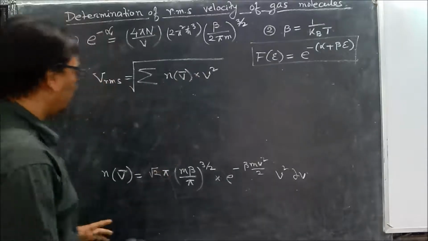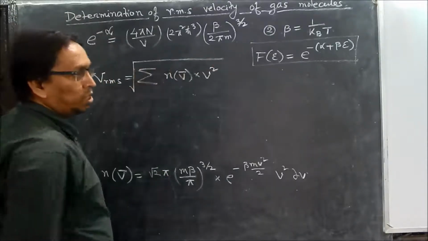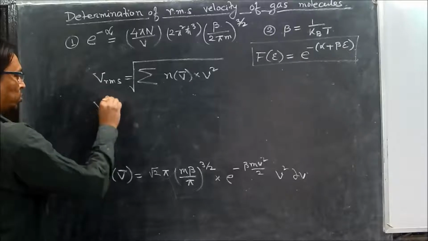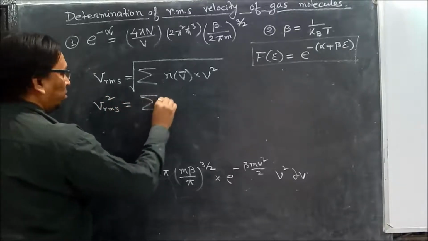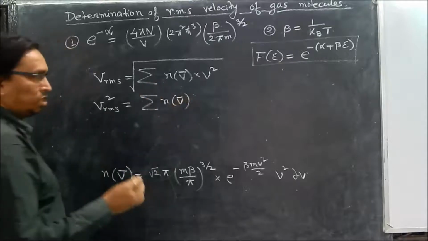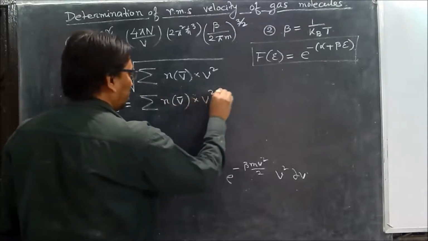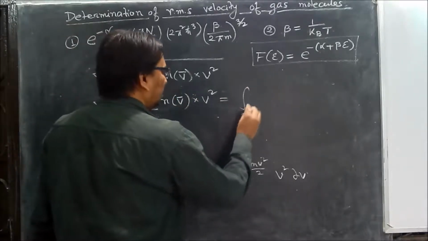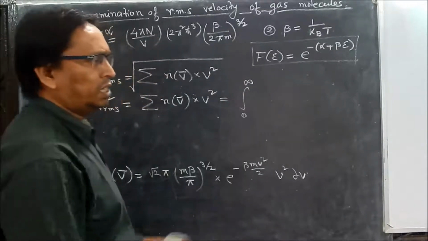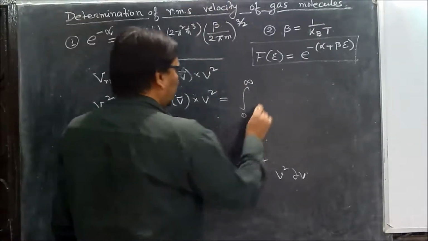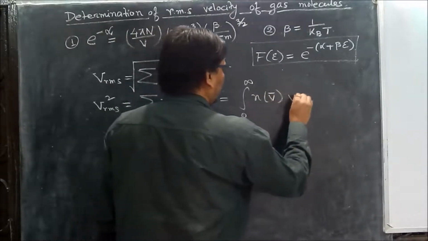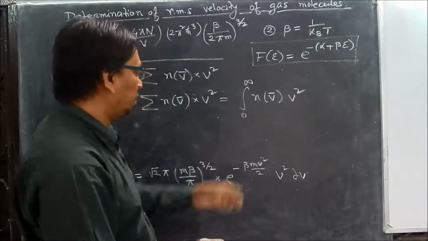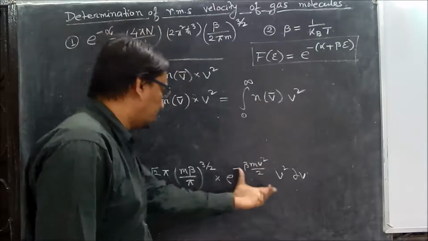To calculate this, at first doing the root is difficult, so let us take Vrms square. You can write that Vrms square is equal to the summation of the number of particles having average velocity v multiplied by v square. Now this summation in a discrete way is not possible, so we have to take the integration over all the particles, from 0 to infinity. Now the value of n v bar, the particles containing average velocity, is this function, so you have to write it.